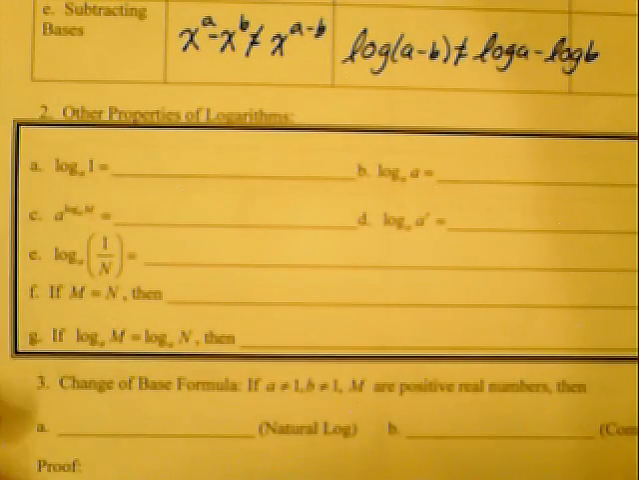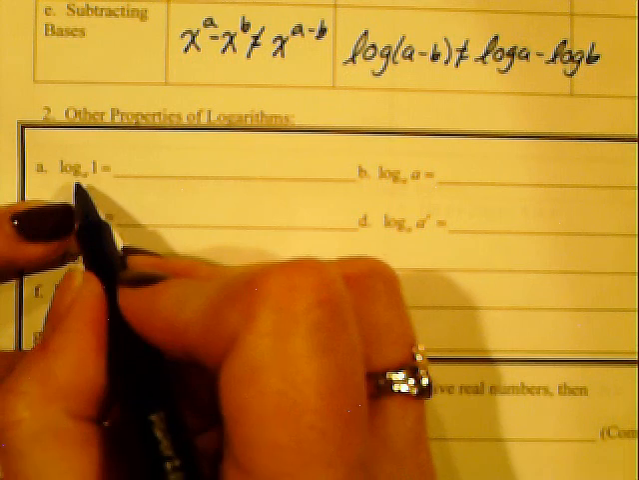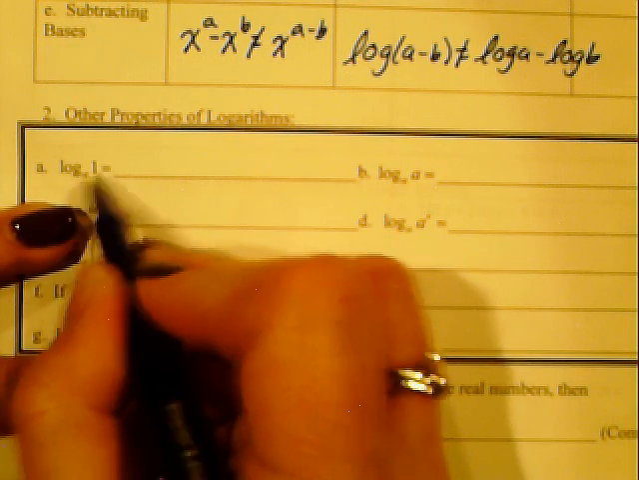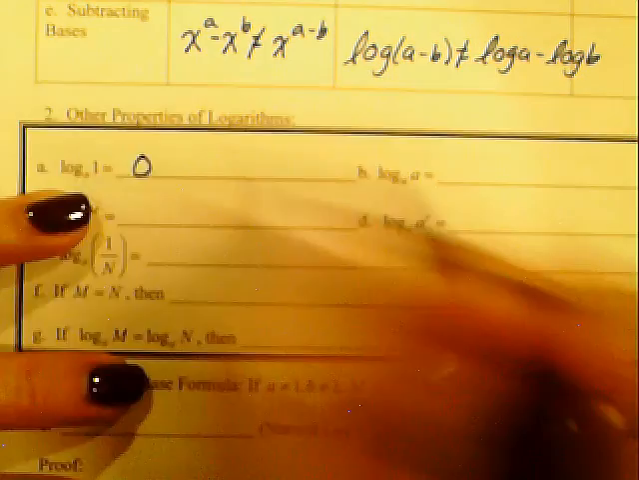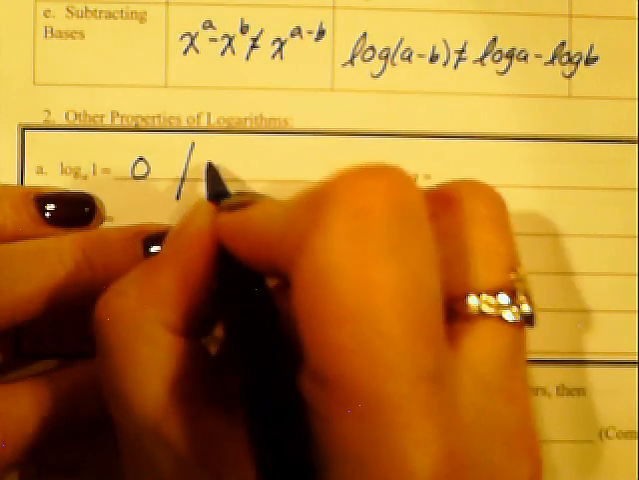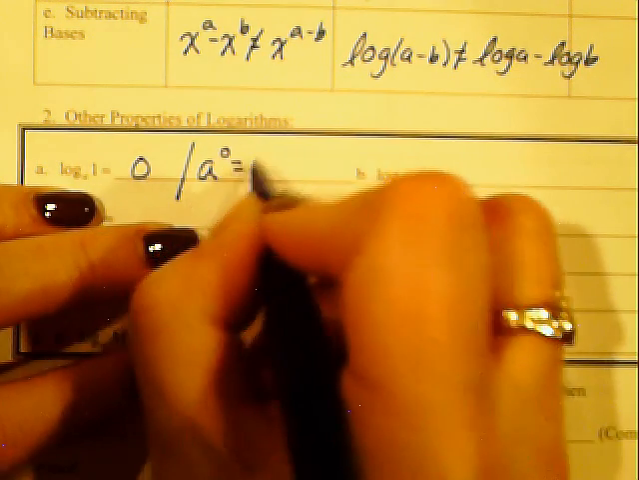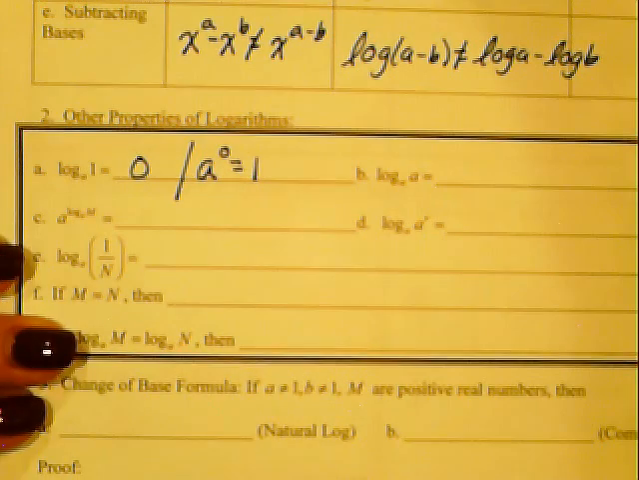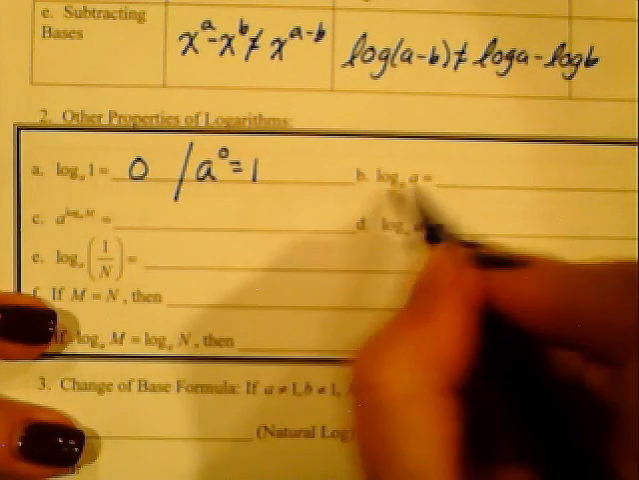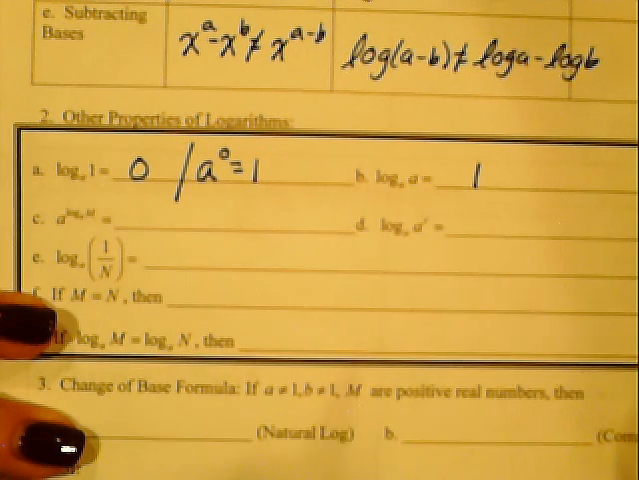Some other properties of logarithms that you need to be familiar with. Regardless of what the base of your logarithm is, log base a of 1 is always equal to 0. Because remember, a logarithm is just another way to write an exponential power, because a to the 0 is 1. Log base a of a is just equal to 1.